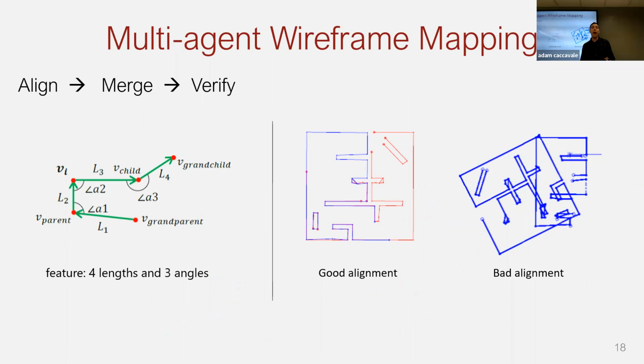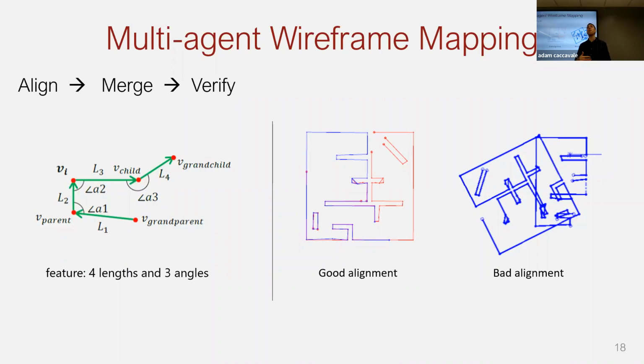Now I'm going to talk about how these robots actually work together. I mentioned before that this is a distributed system, which means we want to make as few assumptions as possible about what the robots share in terms of what they know. So we don't assume that they have a common coordinate frame or origin. And so the first task when robots walk into communication range with one another is that they need to align their map information before it can be merged.